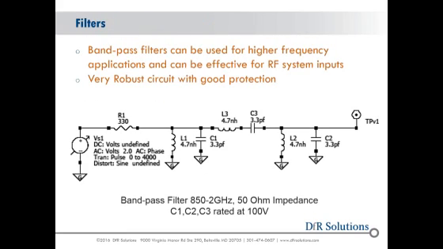If you go to bandpass filters for different higher frequency applications, they can be effective for RF. It's a good circuit, good protection. And this is just an example of a bandpass filter circuit for 850 megahertz to 2 gigahertz.